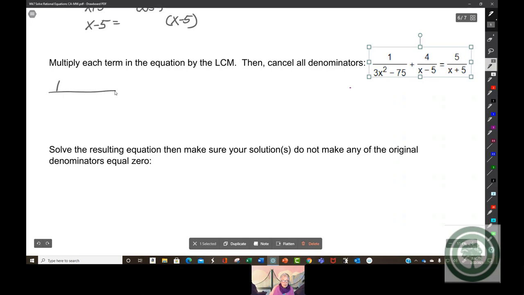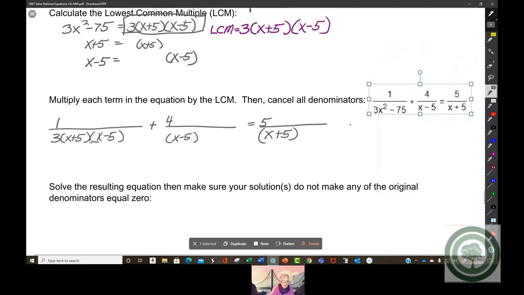One over three times x plus five times x minus five plus four over x minus five equals five over x plus five. And I'm going to multiply up here and up here and up here by 3 times x plus 5 times x minus 5.